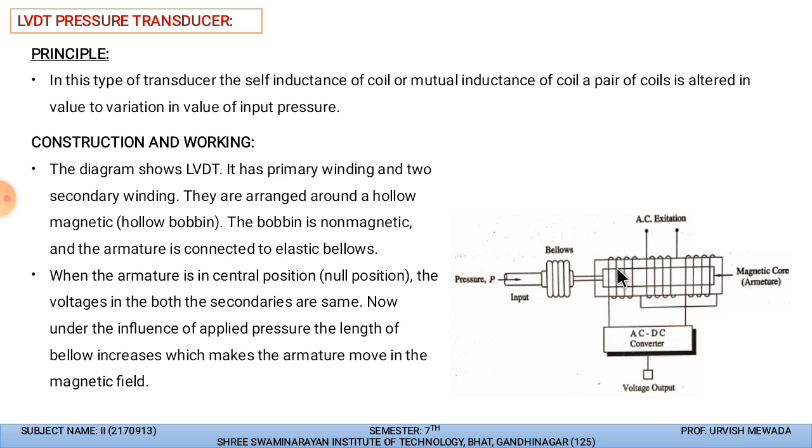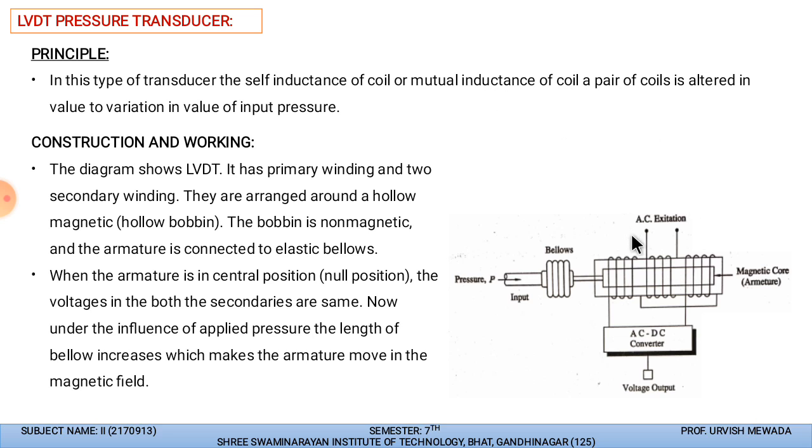So let us discuss the principle, and after that we'll discuss the construction and working of this LVDT pressure transducer. So the principle is that in this type of transducer, the self inductance of the coil, so over here we are applying the input supply at the primary, so it will produce the self-induced EMF of the coil, or induced mutual inductance of the coil.